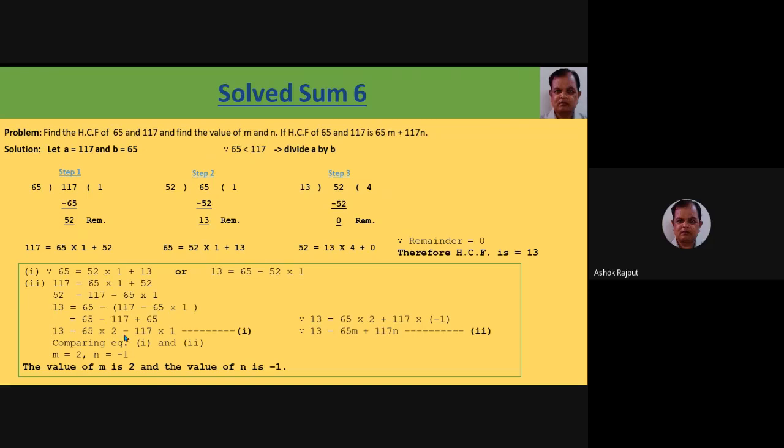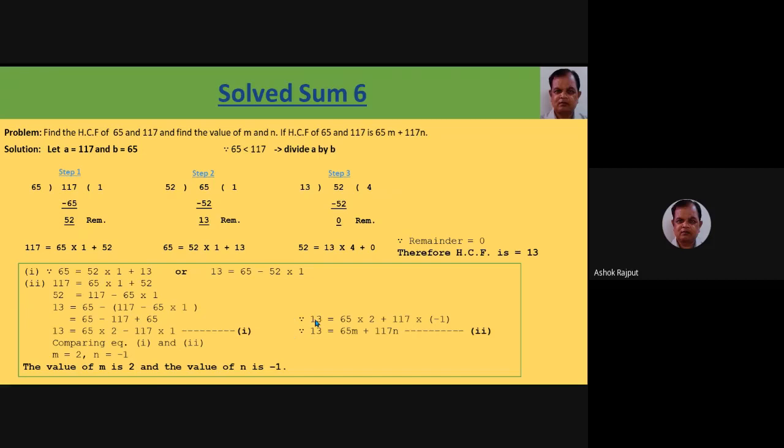So we will put in this here. 52 equal to 117 minus 65 into 1, from here. Because we know it, 13 equal to 65 minus 52 into 1. So we have put the value of 52 here, and we are finding 65 minus 117 into 1.